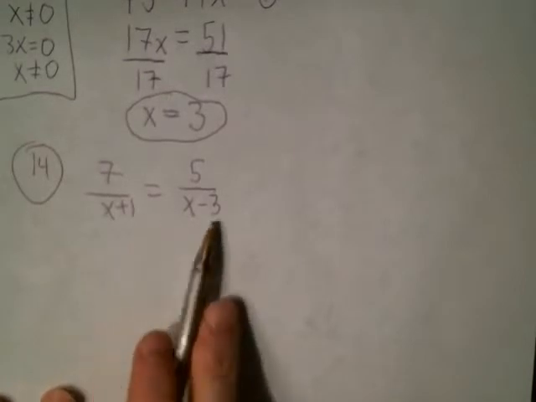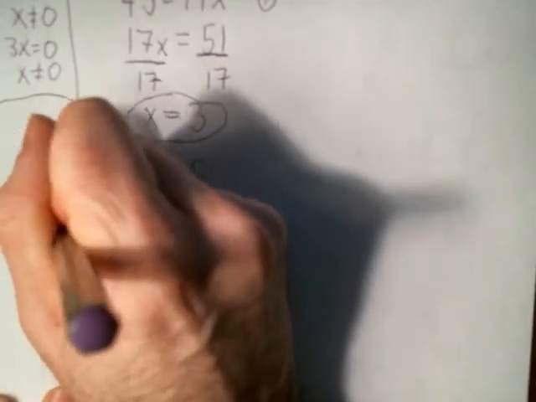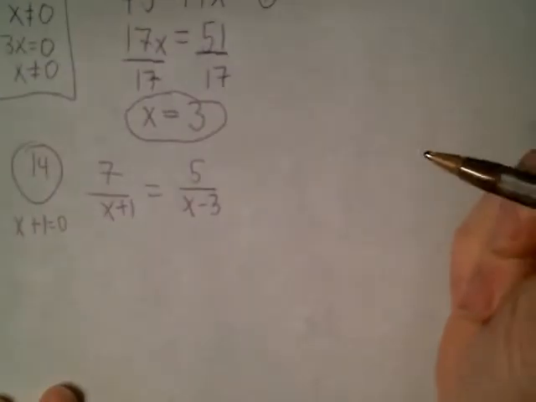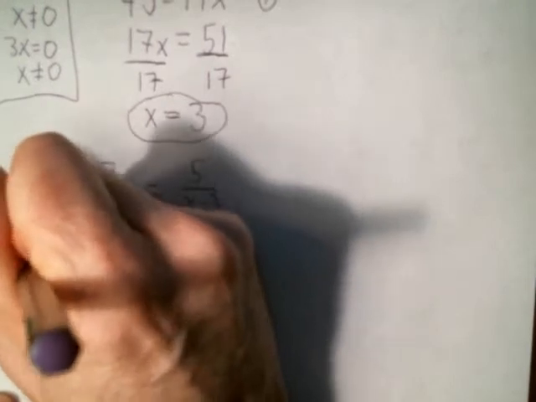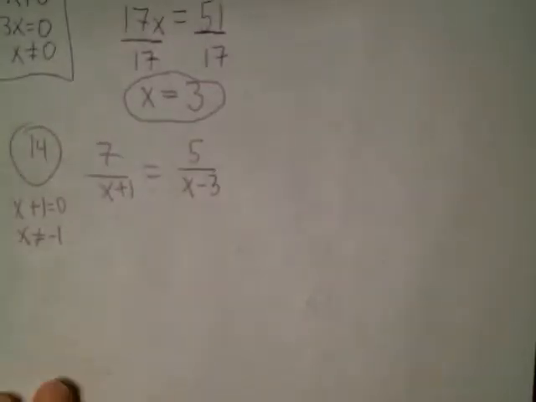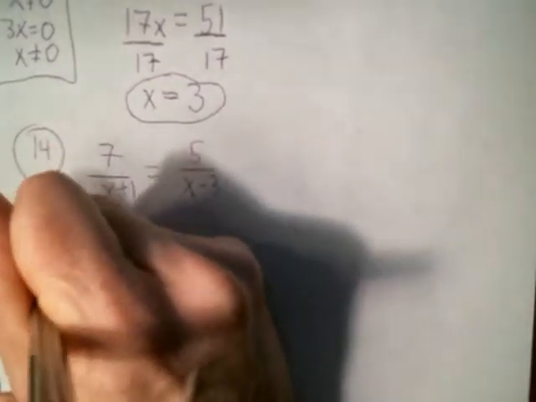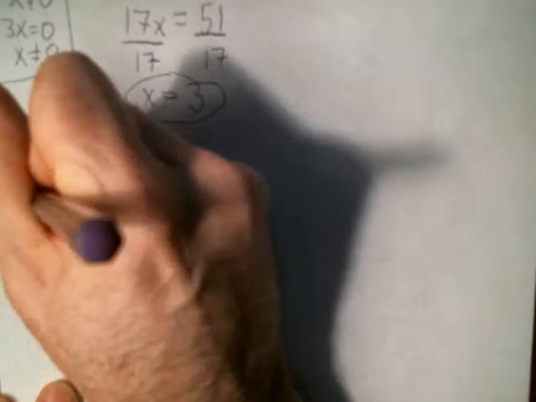You want to take the denominators and set them equal to 0 and find the restrictions. Okay, so we can't have x plus 1 equaling 0. So in other words, we can't have x equaling -1. I can't have x minus 3 equaling 0. So in other words, I can't have x equaling 3.